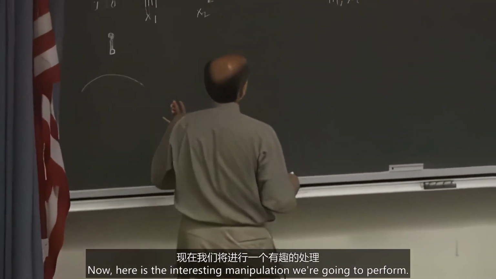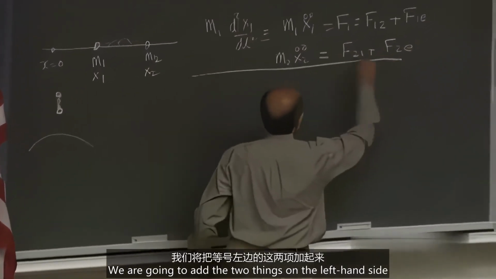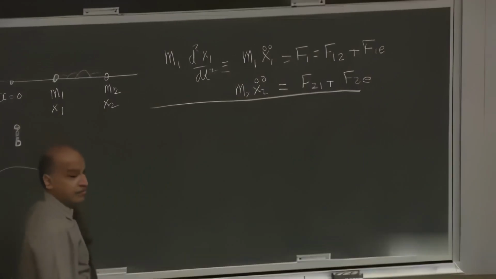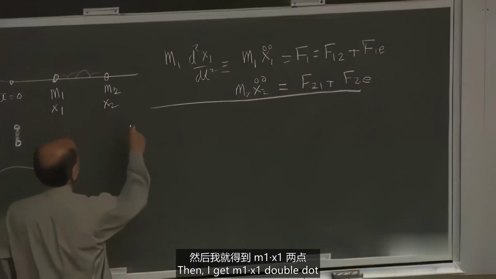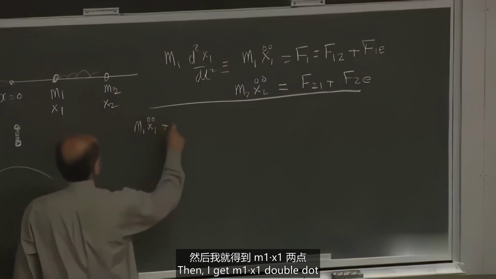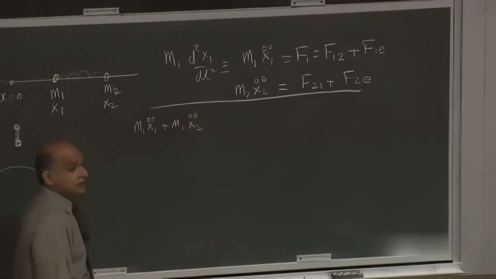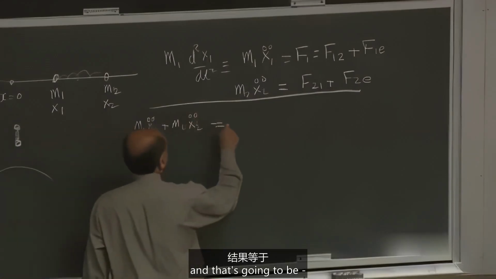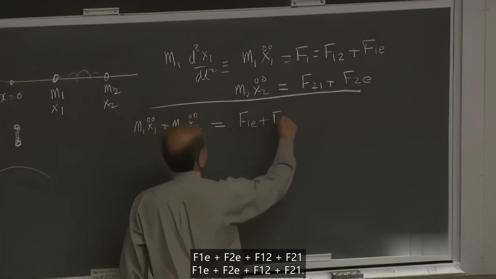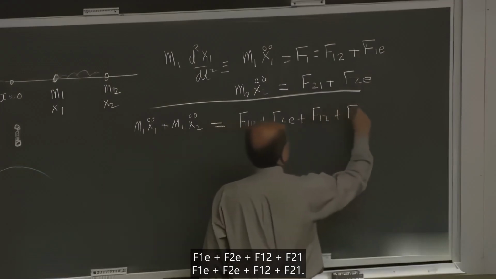Now here is the interesting manipulation we're going to perform. We're going to add the two things on the left-hand side and equate them to whatever I get on the right-hand side. Then I get m1 x1 double dot plus m2 x2 double dot. And that's going to be, I'm going to write it in a particular way, F1 external plus F2 external plus F12 plus F21.